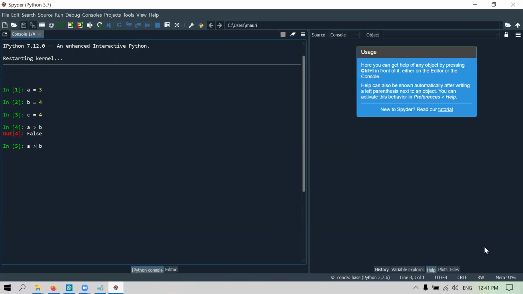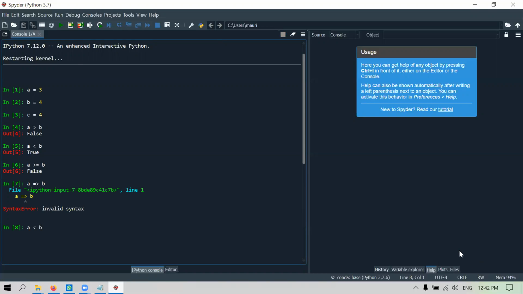Is A less than B? Then it will be true. So, more than or less than. How about asking whether A is more than or equal to B? We have to write more than and then equals to B. We cannot write the reverse. Equals or more than is wrong. It will give us an error.